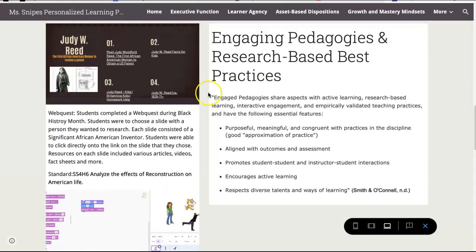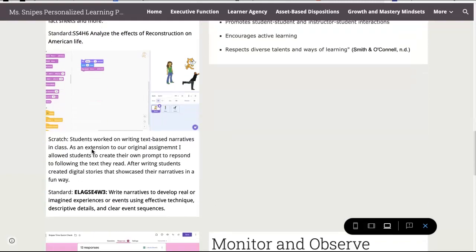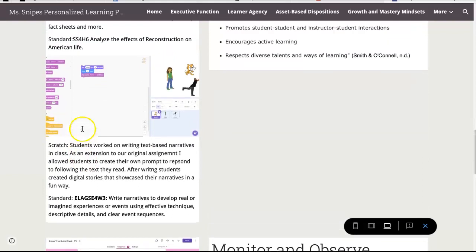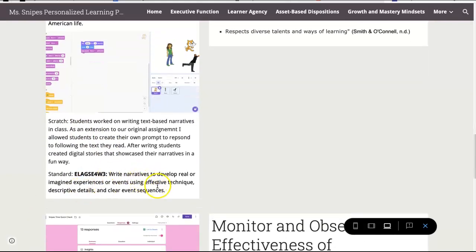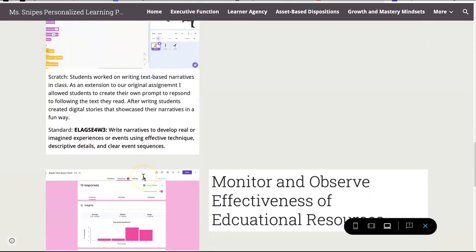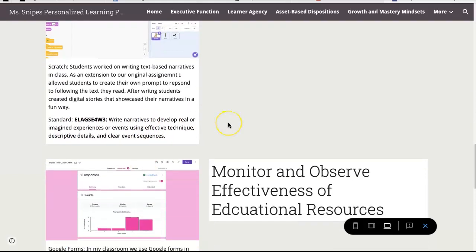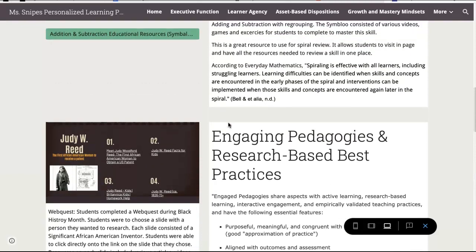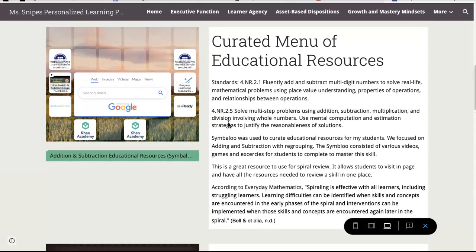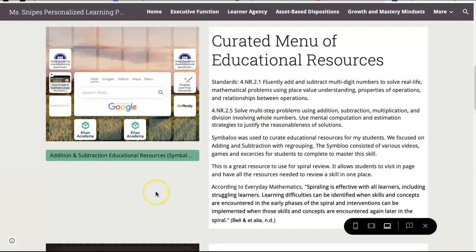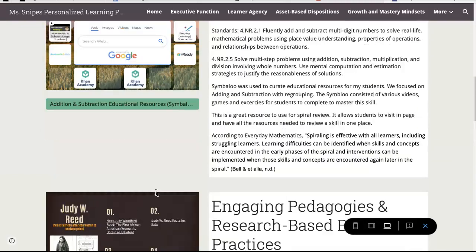Students also were able to use technology such as completing WebQuest for social studies standards and also using Scratch to create digital stories with their writing lessons when writing narratives to develop real or imagined experiences. These various technology sources allowed me to accommodate different students and give them all a chance to work at different paces while also still meeting the same goal.